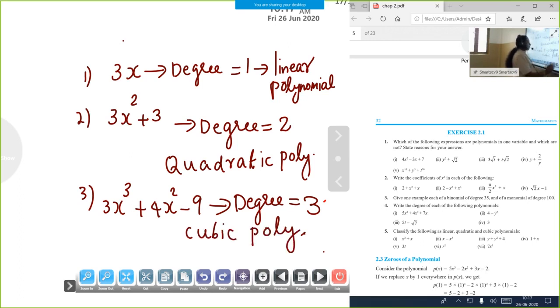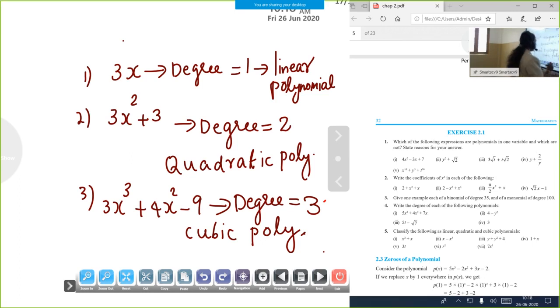So here I explain different types of polynomial. If the degree is 1, it is known as linear polynomial. If the degree is 2, it is known as quadratic polynomial. And if the degree is 3, it is known as cubic polynomial. Generally, more than degree 3, meaning x raised to 4, 5, any number, we name it as a polynomial. So only for degree 1, we name it as linear polynomial. If the degree is 2, quadratic polynomial. And if the degree is 3, cubic polynomial.